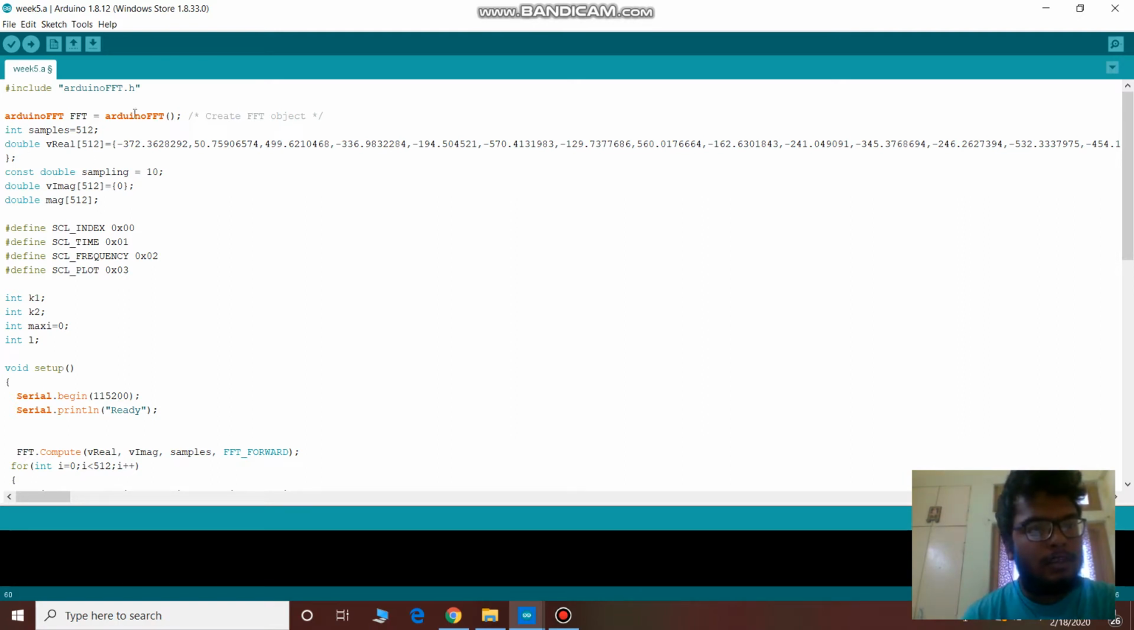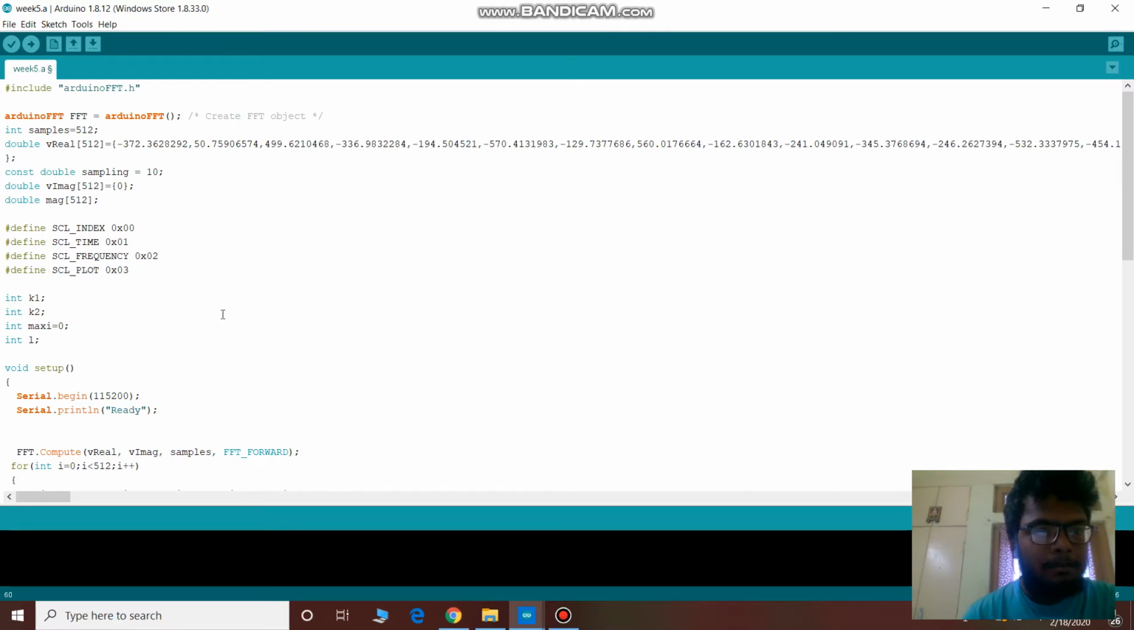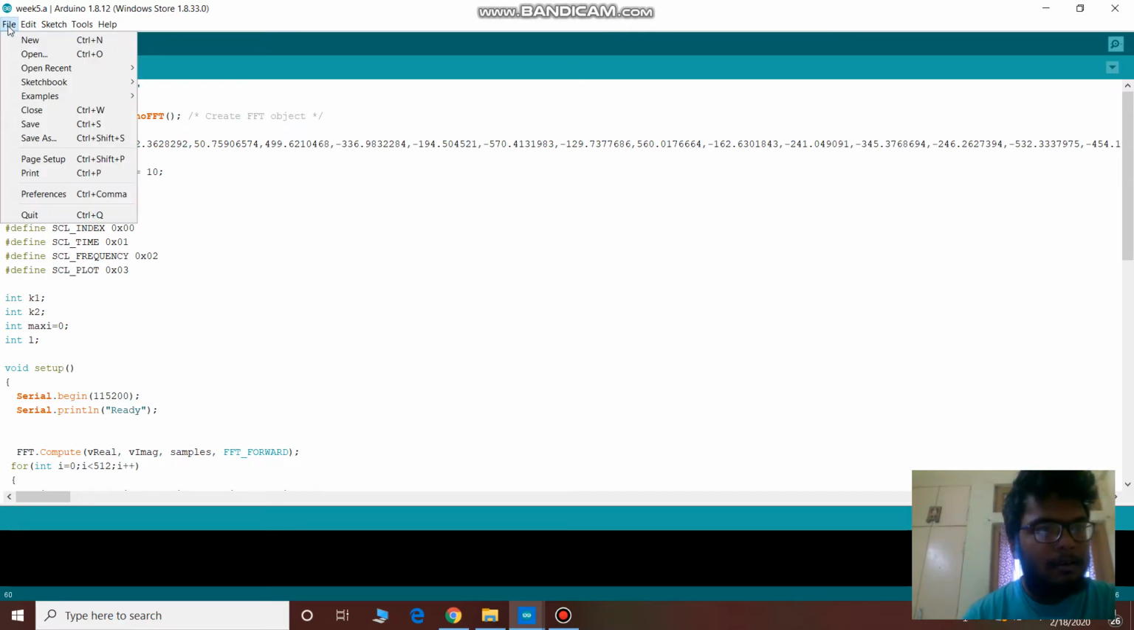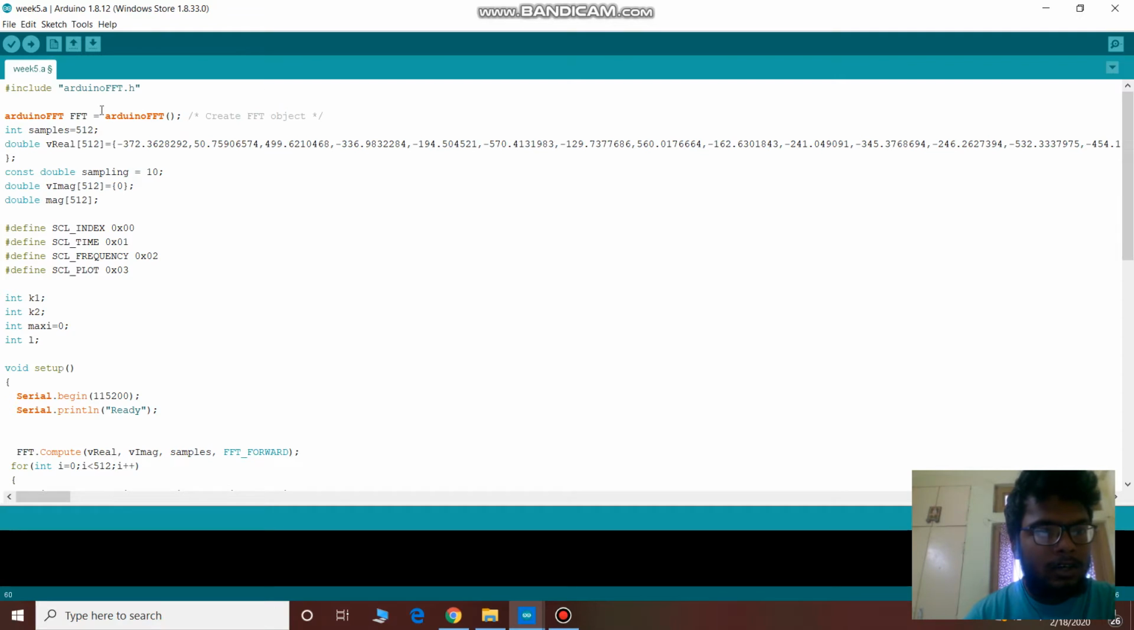That is ArduinoFFT, samples, and all these constants. We'll be using FFT.compute in the middle of this, for FFT forward and FFT reverse, that is for both forward FFT and inverse FFT. So first we need to import this. For that we have to go to the libraries, download the library first, and then go to examples. Here we can see ArduinoFFT. From this we can copy this command, ArduinoFFT, which includes ArduinoFFT.h.